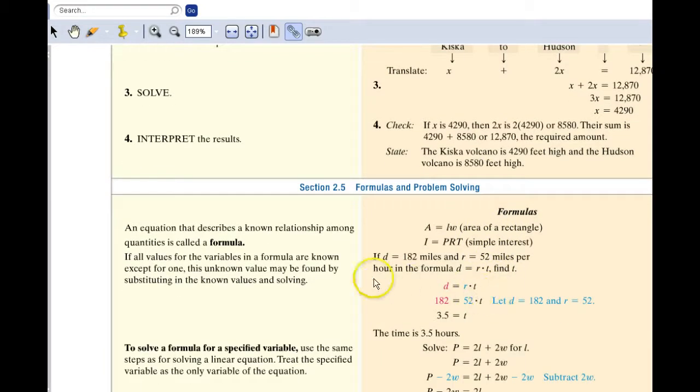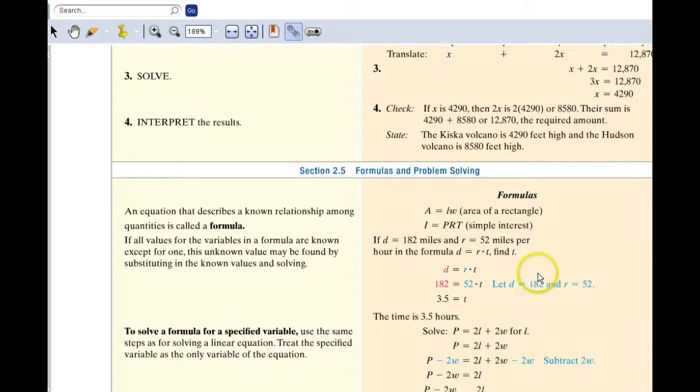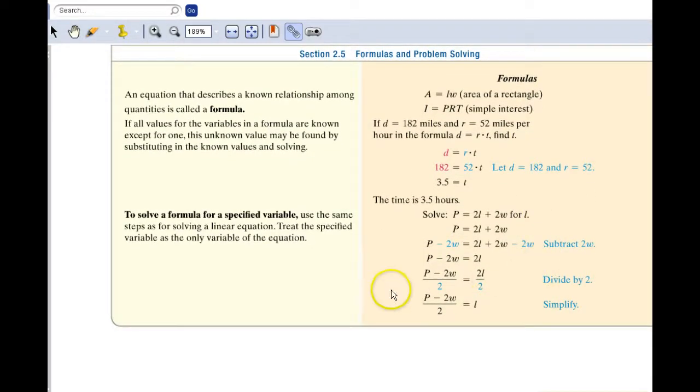When we did problems involving formulas, again, these are equations that describe known relationships among quantities. Here is the formula for area of a rectangle, simple interest, perimeter, whatever. You would substitute values to find the missing letter, or in some cases they just want you to find the letter. Here they want you to solve for L. So the first thing is you transpose the 2L, or I should say the 2W, to the other side. It changes its sign. Then you divide both sides by the numerical coefficient of the L, and you end up with a solution.